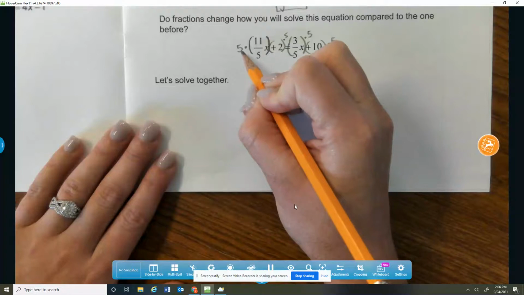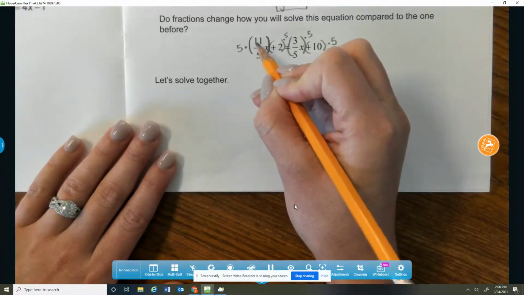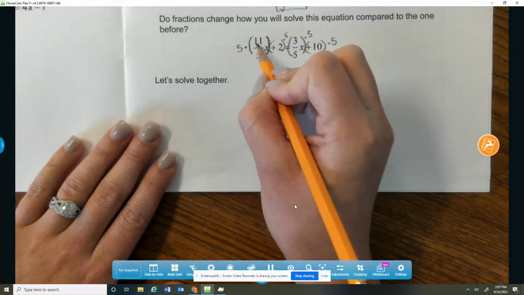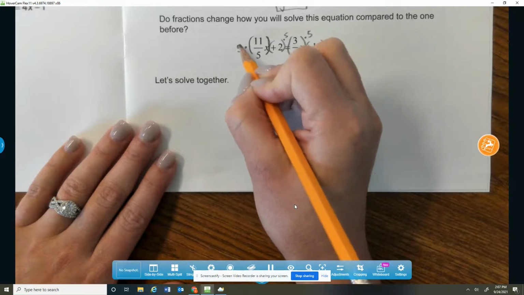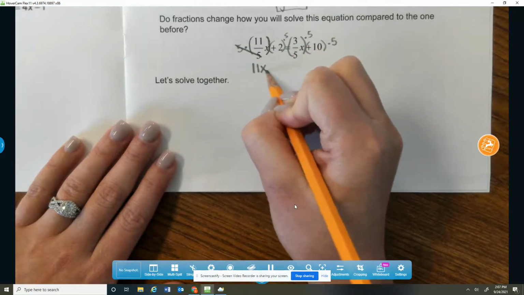And if you put this in your calculator, 5 times 11 over 5, you'll notice that it gives you whatever the numerator is. Or you can start to notice that when you are multiplying a number times a fraction, if you're multiplying by the denominator, it cancels it out. So this will become 11x.